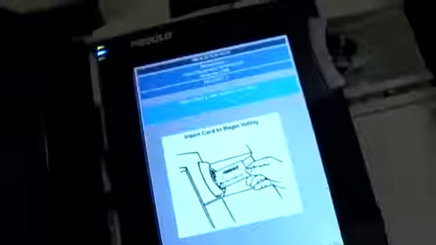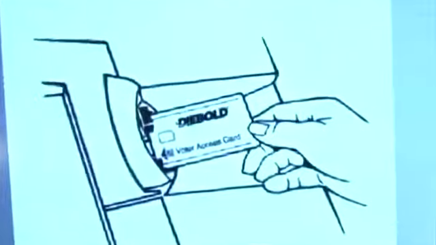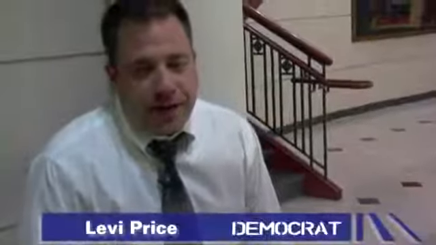The Diebold AccuVote TS voting machine that the Princeton team hacked is an earlier version of the machines currently in use in Allentown. I'm Levi Price. I'm the Chief of Staff at Lehigh County. And you were the one who purchased the new Diebold voting machines. I was involved in the purchasing. When we looked at those, we looked at the possibility of tampering. We changed the passwords for each election. The password didn't stop us for more than a few seconds.